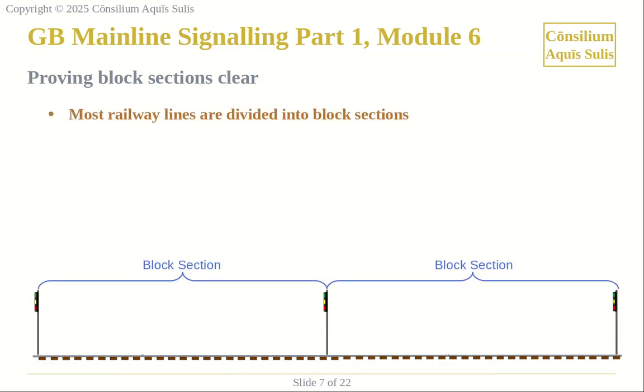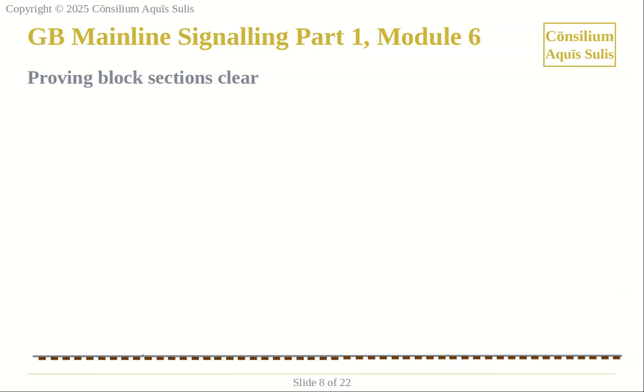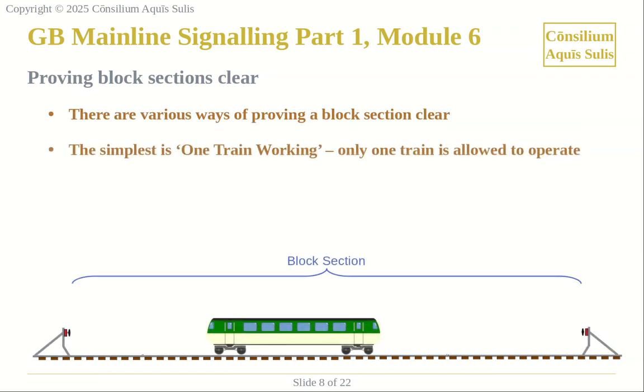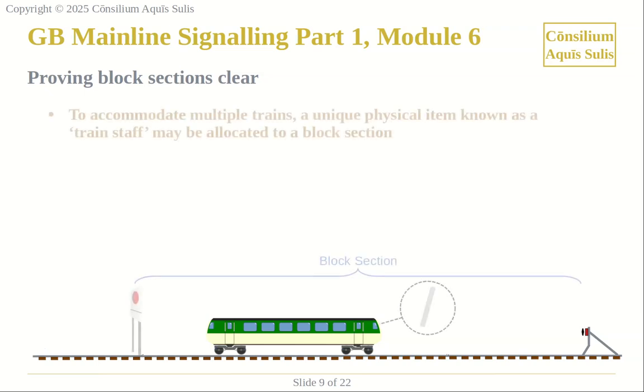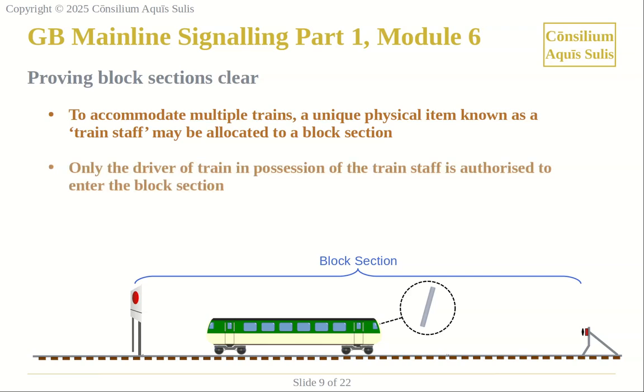Most railways, as we saw earlier, are divided into block sections, and a train is only permitted to enter a block section on a non-permissive route like a main or Warner route if that section is proved to be clear, and there are various ways of doing this. The simplest way is known as one train working, where we only allow one train to operate, therefore there can be no other trains in the block section. But that is rather limiting if you want to run multiple trains, so there are other methods such as train staff, where only a train in possession of the train staff can enter the block section, which works quite well for little branch lines where you only allow one train onto the section at once.